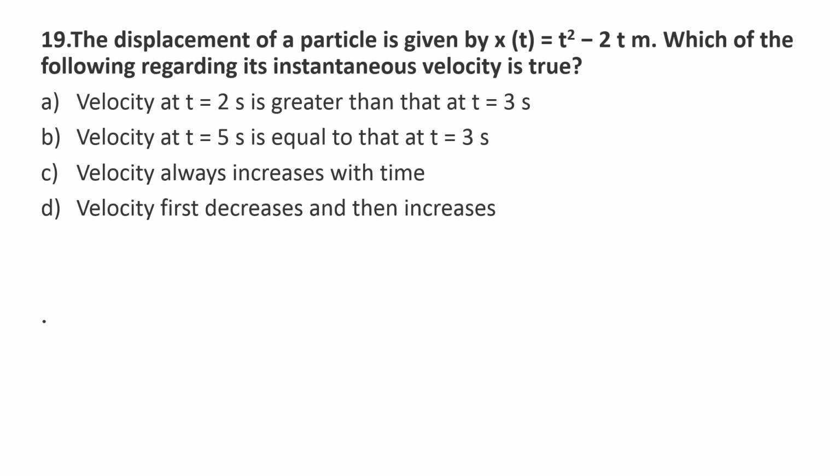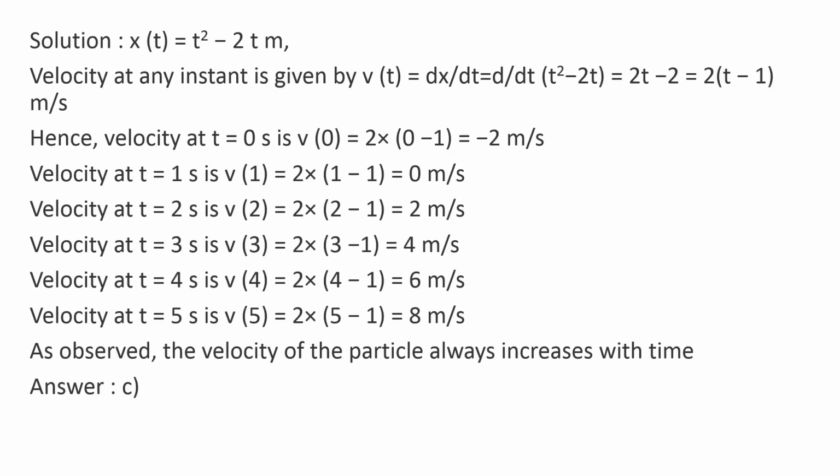So you have to differentiate this equation, t square minus 2t. Differentiation of t square becomes 2 into t, and differentiation of 2t becomes minus 2. So you get the equation as 2 into t minus 1.